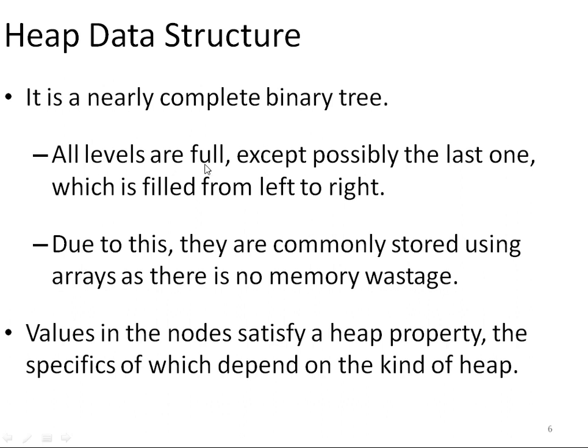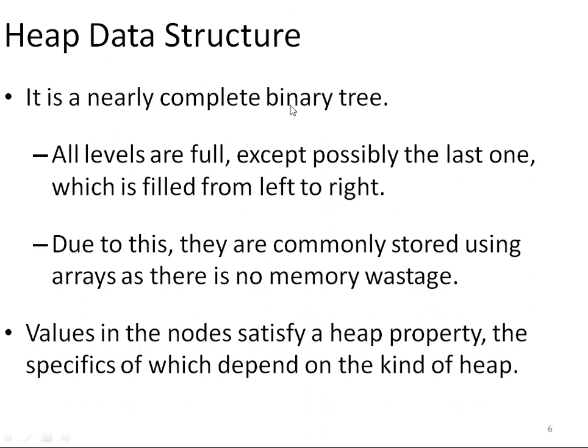That means all the levels are full except possibly the last one, which is filled from left to right, which we have just seen. And due to this specific property, heap data structures are stored with the help of arrays. Because if we use linked list to implement heap data structure, then corresponding to each node, we have to maintain 2 pointers, one pointing to the left child and another pointing to the right child. And we have to store the data part also.